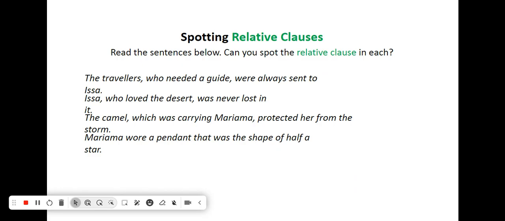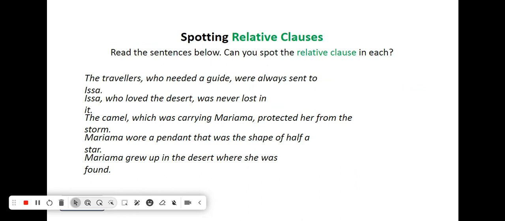Let's see here. The travelers who needed a guide were always sent to Issa. If we want to identify the relative clause: Issa, who loves the desert, was never lost in it. The camel which was carrying Miriam protected her from the storm. Miriam wore a pendant that was the shape of a half star. Miriam's straw grew up in the desert where she was found.